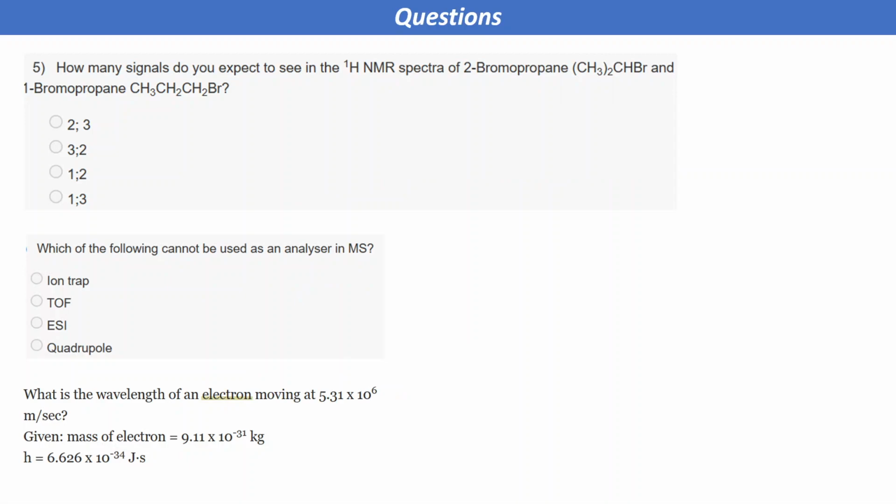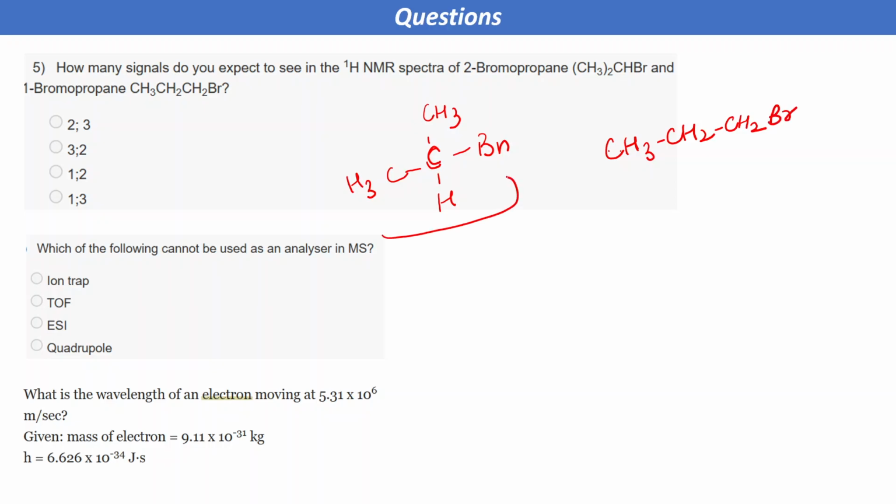Now next question. How many signals do you expect to see in the proton NMR of 2 bromopropane and 1 bromopropane? So let's draw these structures. This is the structure of 2 bromopropane. Similarly, this is the structure of 1 bromopropane. So tell me how many signals will you observe in these two cases?